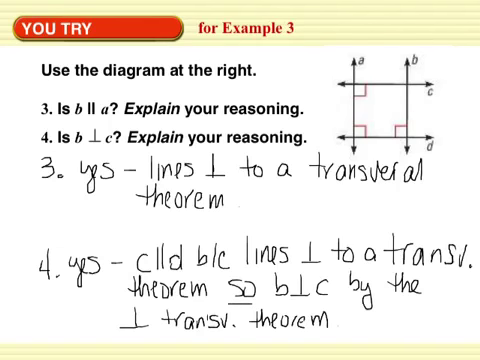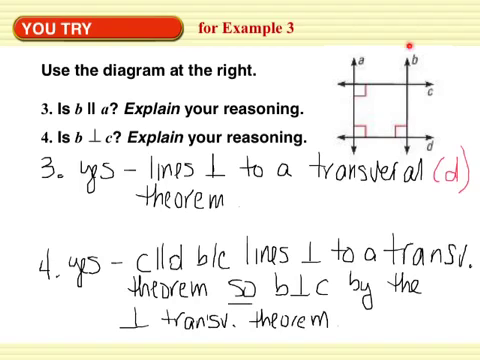All right, number 3. Yes, B is parallel to A, because of lines perpendicular to a transversal. D is the transversal, okay? The theorem states that if two lines are perpendicular to a transversal, then they are parallel. Number 4, is B perpendicular to C? Yes. C and D are parallel because of that same theorem. Lines perpendicular to a transversal are parallel.